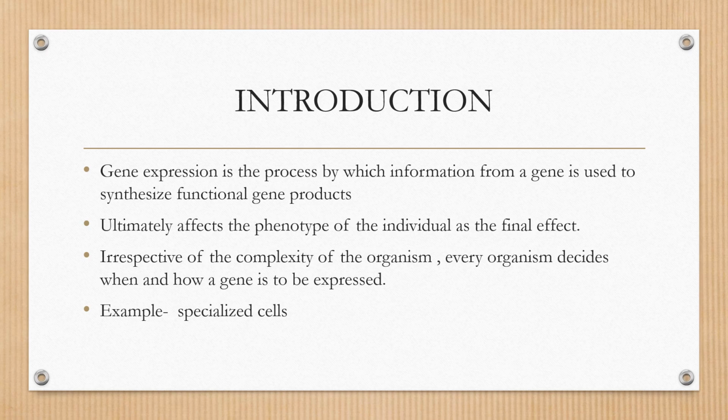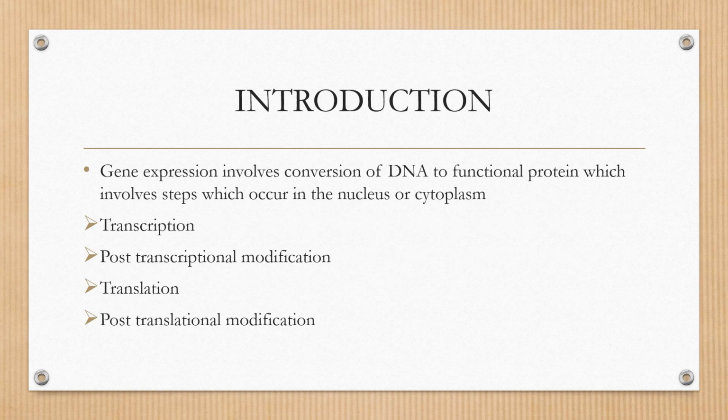There are even instances where in a particular cell a set of genes is functional only during a particular period of their lifetime. After that they're always turned off. Now all of this is because the gene expression is regulated. Like I told you, gene expression involves conversion of your DNA to your functional protein. So, gene expression occurs in basically four different steps. One is transcription, then you have transcriptional modification, then you have translation, then you have post-translational modification.